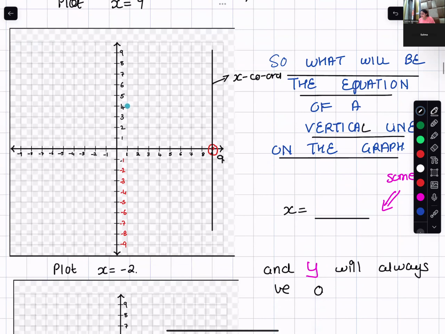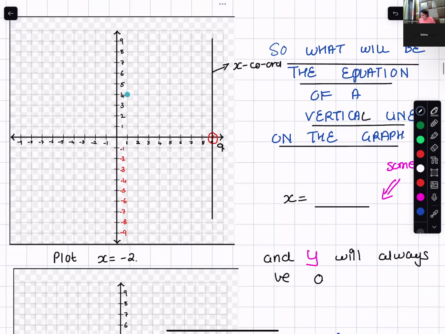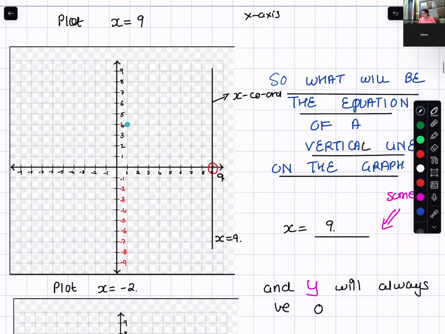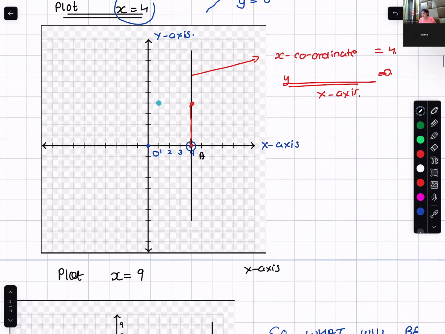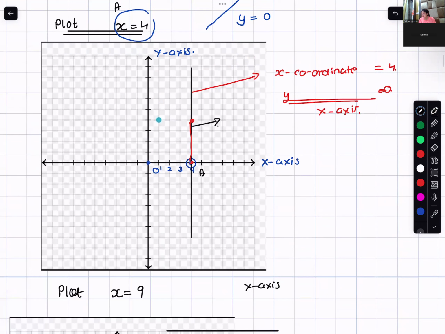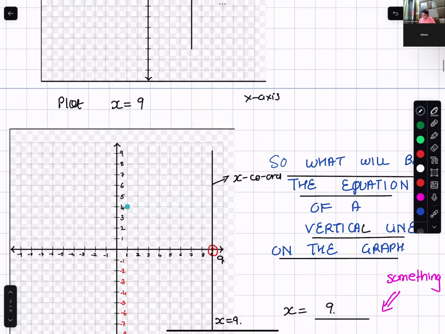So, what will be the equation of a vertical line? This is x is equal to 9. Any vertical line that you have, the equation of it would be x is equal to something. Can you give me the equation of the line that is over here? The equation of the line over here is x is equal to 4.